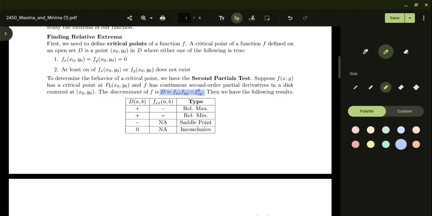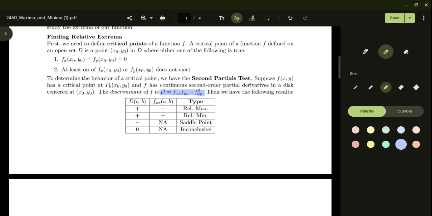Once we have found the expression for the discriminant, we look at the sign of the value we get after plugging in our critical point. We have three options: a positive value, a negative value, or 0. If we get a negative value, we can conclude right away that the critical point is a saddle point. If we get 0, our test is automatically inconclusive, so we would need more information than what we have.